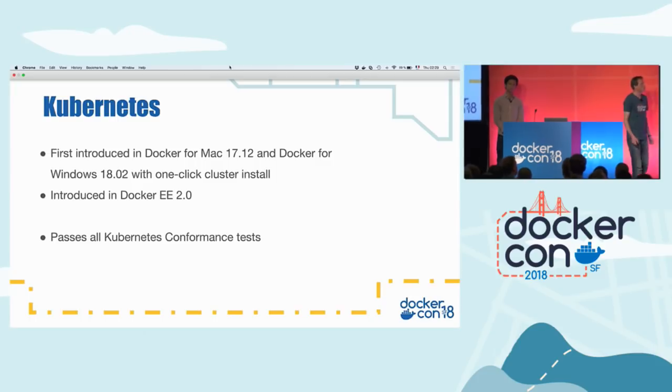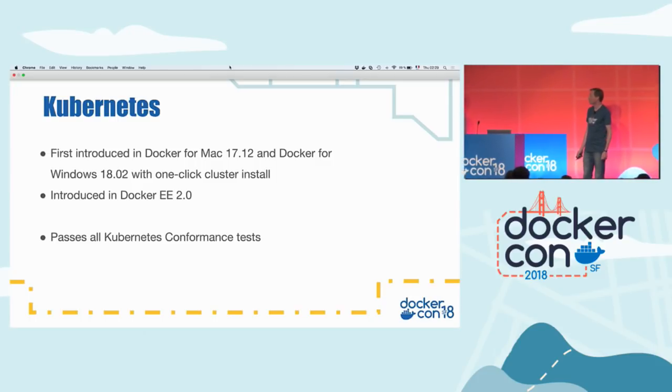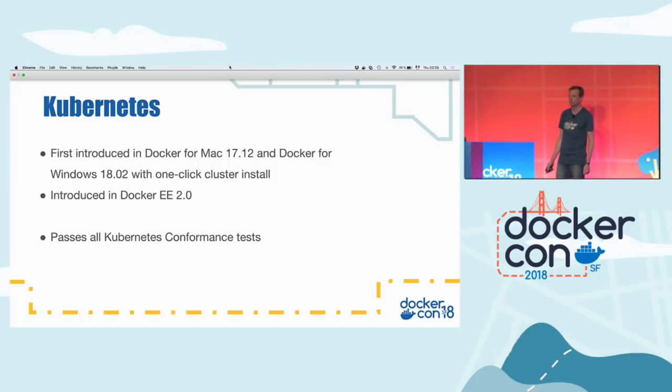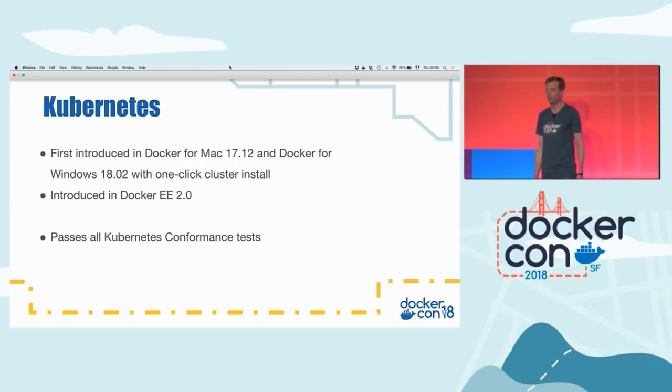Kubernetes was first introduced at the end of last year. We introduced it in Docker for Mac first, in version 17.12, in December. A couple of months later, we did a similar version on Docker for Windows. And in April, it was introduced in Docker Enterprise Edition, following the desktop side. All these versions pass all the Kubernetes conformance tests, so we have fully conformant clusters.